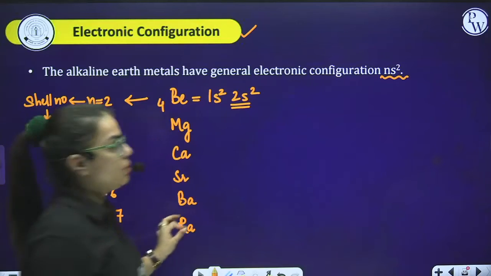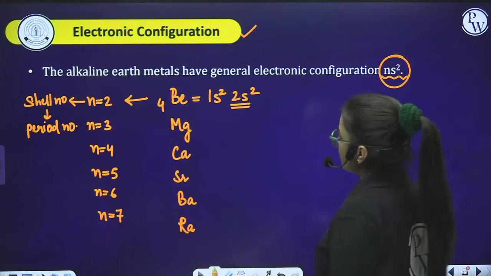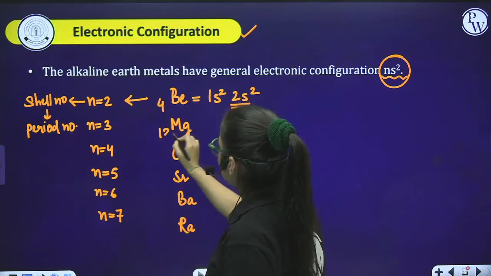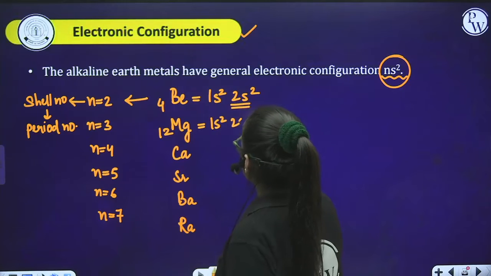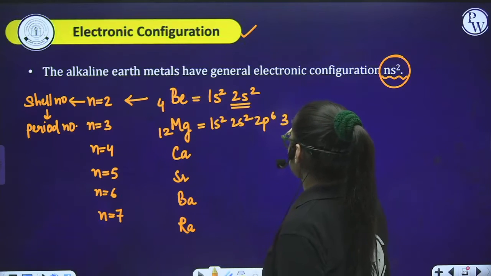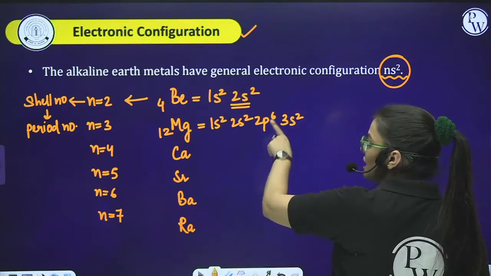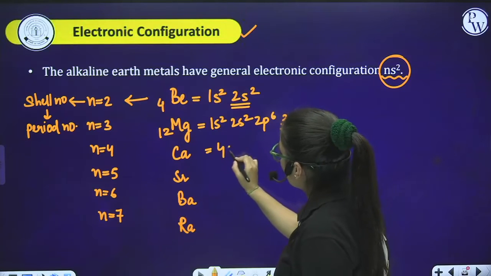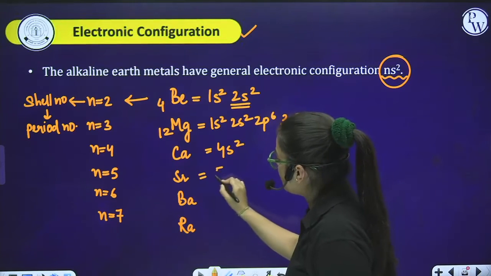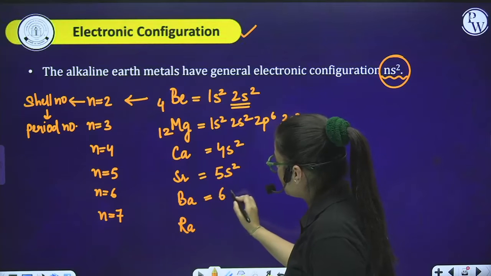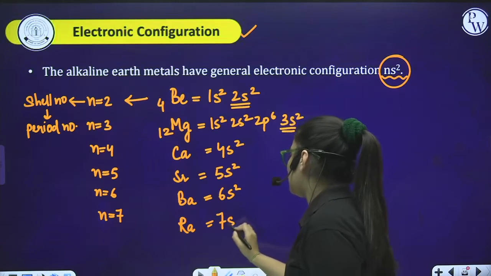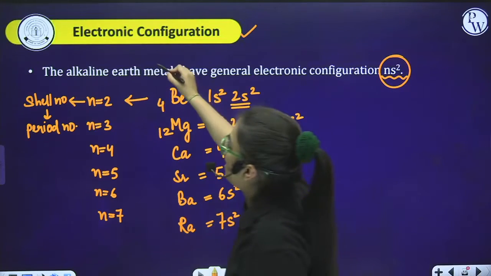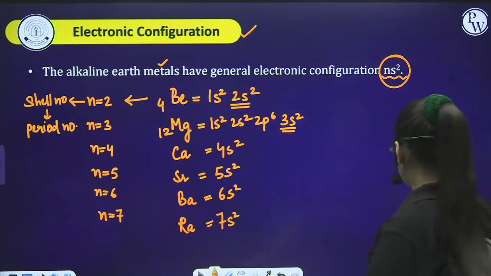Right. Now another thing, what is this ns2? This is the outermost shell electronic configuration. This is the outermost shell, second shell, so we have written ns2. For magnesium, if you have to write complete, you can write 1s2, 2s2, 2p6, 3s2. See, 2 plus 2 is 4, 4 plus 6 is 10, 10 plus 2 is 12. So this is the outermost shell configuration. Similarly, in calcium, outermost will be 4s2 because n value is 4. In strontium, it will be 5s2. In barium, it will be 6s2. In radium, it will be 7s2. Clear everyone? So this is the electronic configuration with regard to alkaline earth metals.